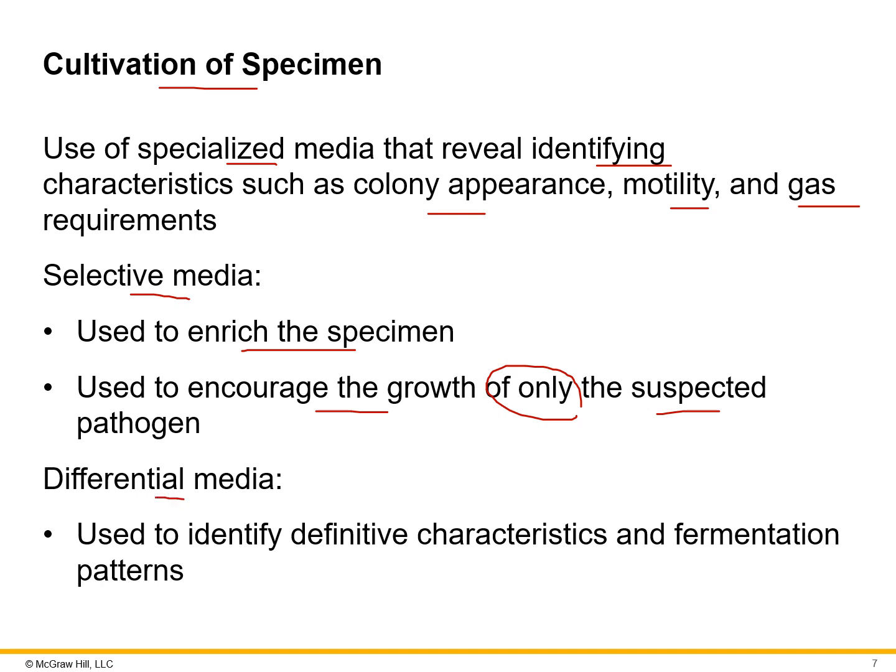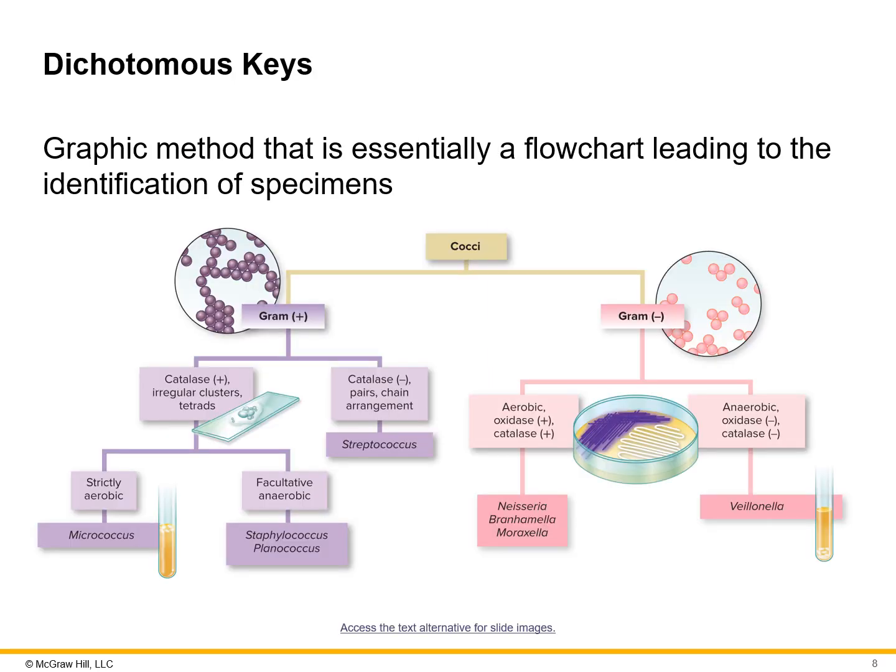And then there are also differential media, which help identify the organism by distinctive characteristics or fermentation, like how they're using energy. It may cause the media to turn pink or yellow under certain conditions if a microbe is present. So it helps us differentiate between one organism compared to others that might be present.